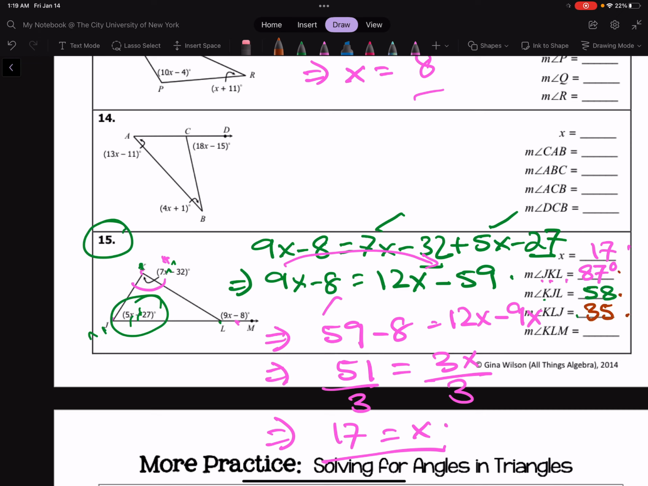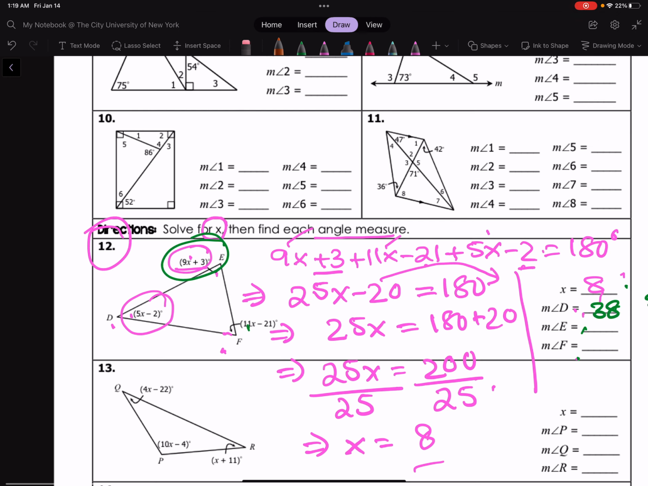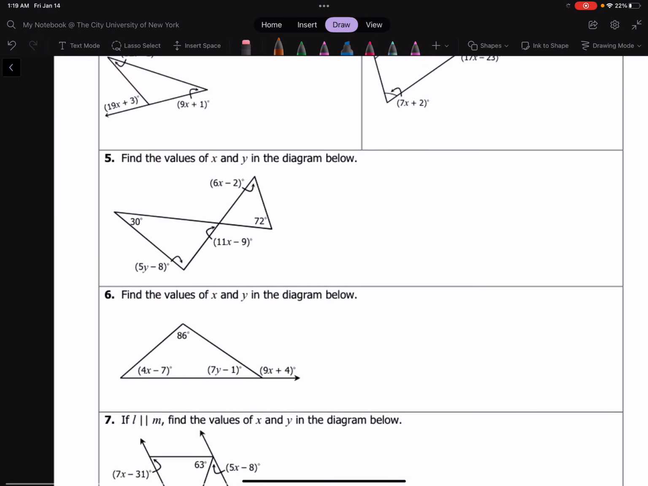And if you add these two, you should be getting this, because that's what the theorem says. Or you can just plug in, so you should be getting 145 for this. Okay, so these two are very important: the exterior angle theorem and the angle sum theorem, the triangle sum theorem.